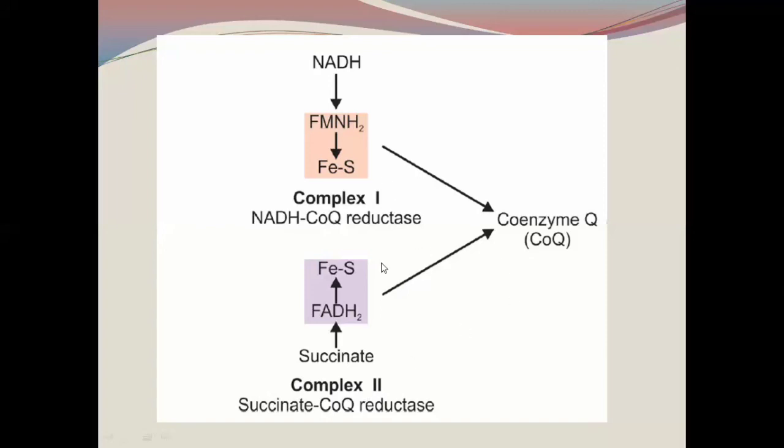For both complex 1 and complex 2, the electron acceptor is coenzyme Q. Coenzyme Q takes up 2 electrons from complex 1 and is reduced. Similarly, coenzyme Q is also the acceptor of the electrons from complex 2, and it will take the electrons from complex 2, get reduced, and transfer its electrons to complex 3.